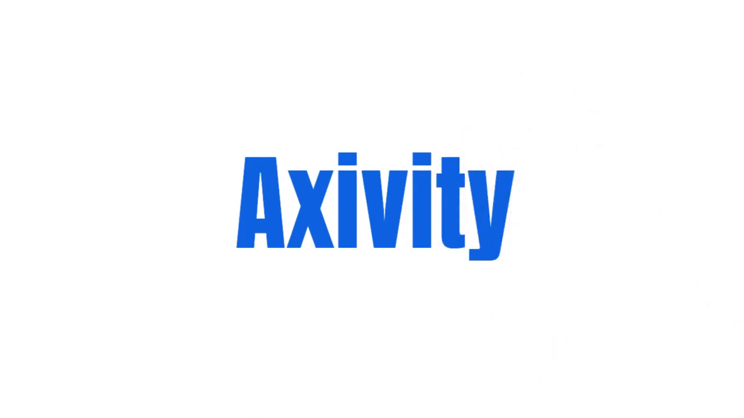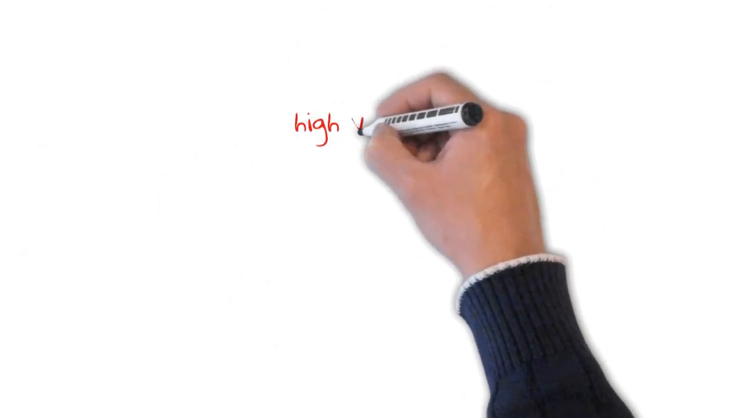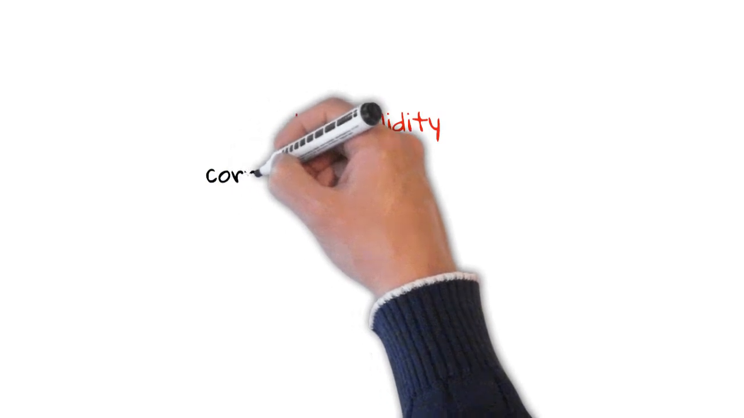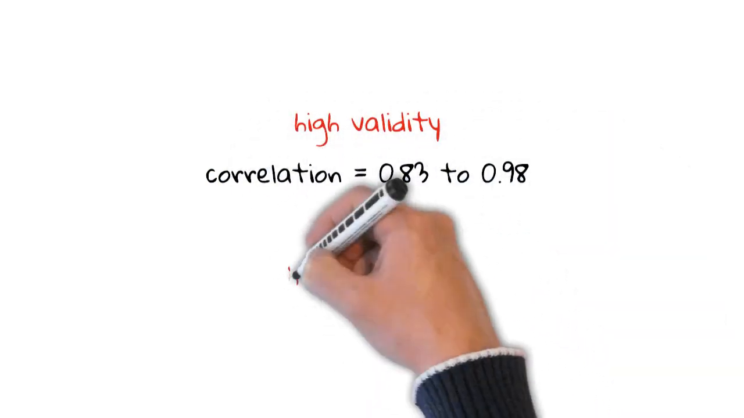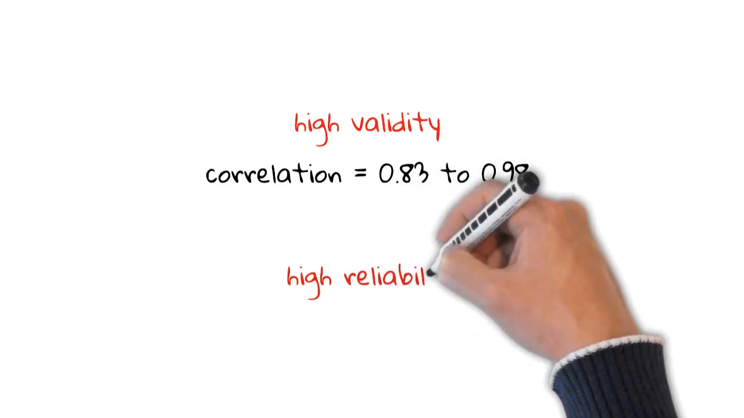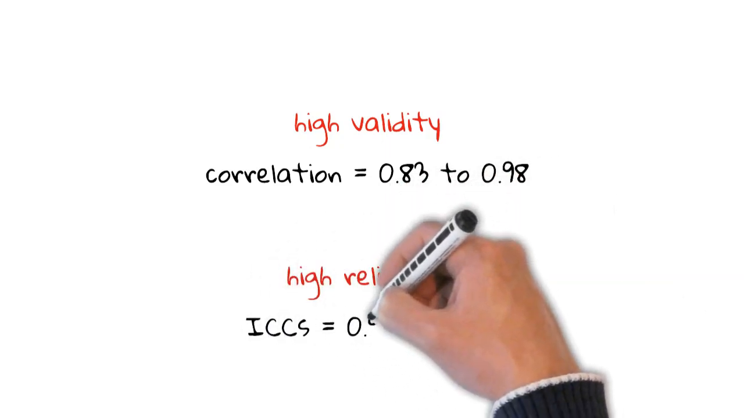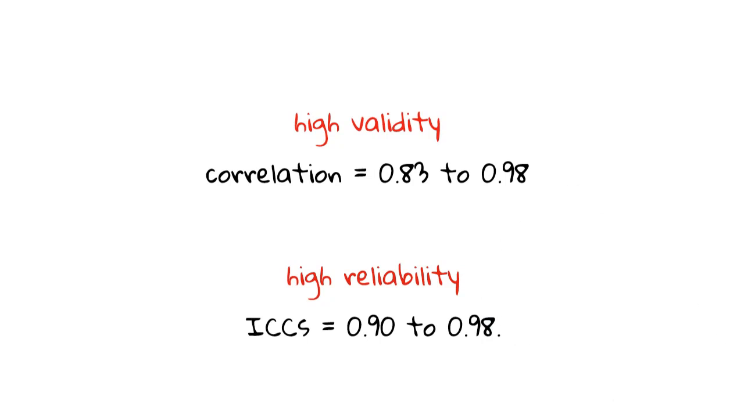Another very widely used accelerometer is Axivity, which is a triaxial accelerometer that can be worn on the hip, wrist, or ankle. The Axivity has been shown to have high validity for measuring physical activity, with correlations ranging from 0.83 to 0.98 when compared to direct observation or other accelerometers. It also has high reliability, with ICCs ranging from 0.90 to 0.98.